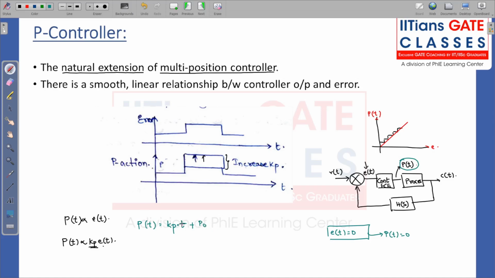So the governing equation of the P controller is P of t is equal to Kp into error E of t plus P naught. So this is what we have. And why do we require this P naught? Because if P naught is not present and error is zero, this controller will not generate any output, and my process will not be running, which will cause trouble. Okay.